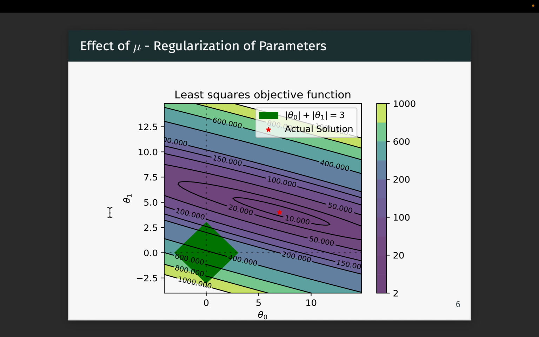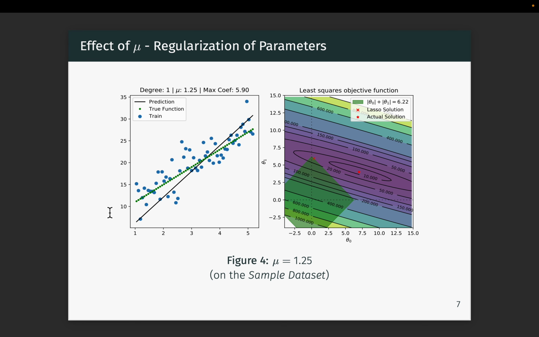And as a consequence, as I increase mu, so mu will go from 1.25, you will see that magnitude of theta naught plus magnitude of theta 1 should reduce. Can you see that it reduces? It goes from 6.22. Now, if mu is 1.5, it goes to 5.97. At 1.75 it goes to 5.94. At mu 2, it goes to 5.92 and so on.